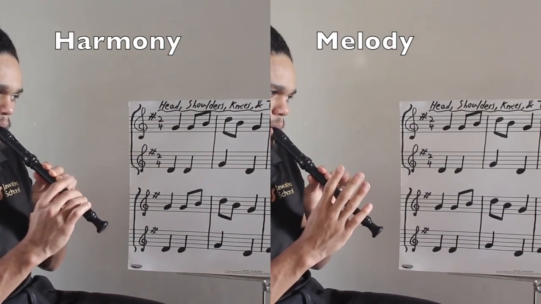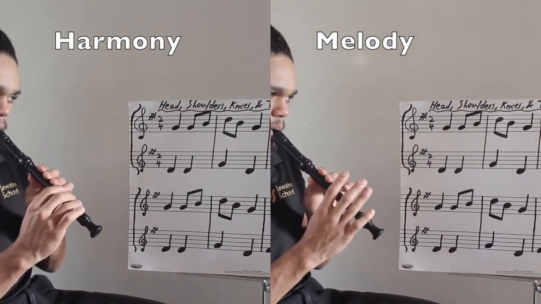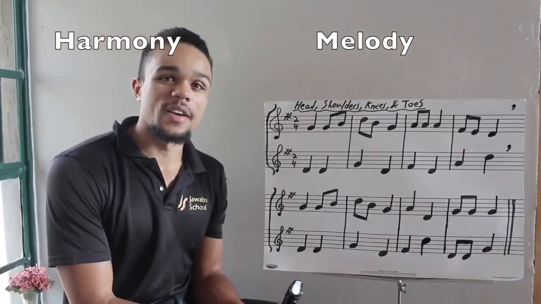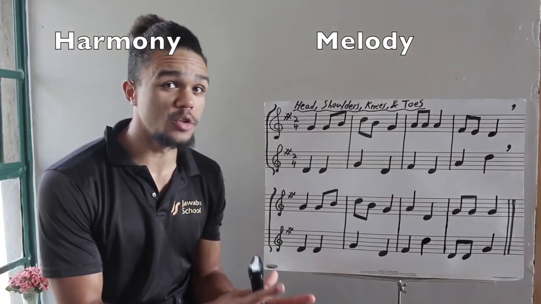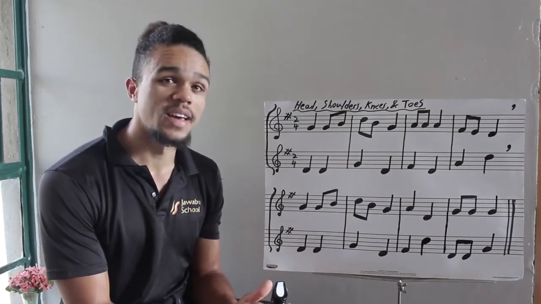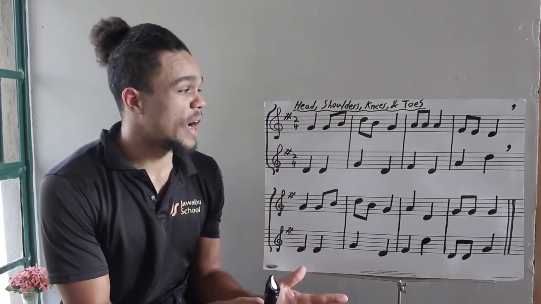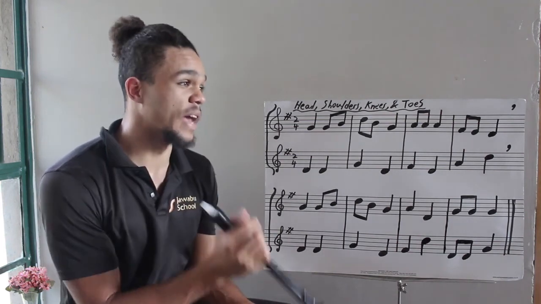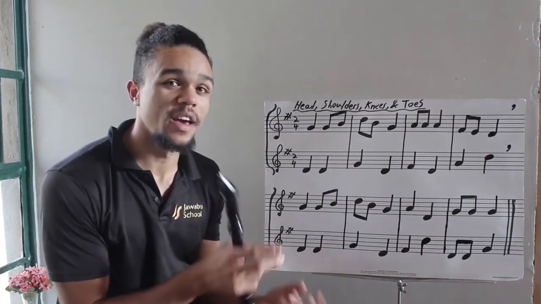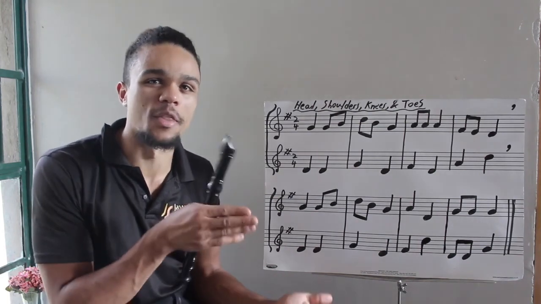All right, grade three, so that's Head, Shoulders, Knees and Toes, and that's how it sounds together. So really get used to playing both parts of the piece, because I'm gonna ask you to try and do a duet where you'll have to either pick one, the harmony or the melody, and not everyone can do the same thing. So be versatile, be flexible enough to do either one of them, okay?